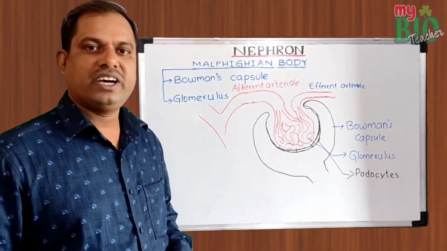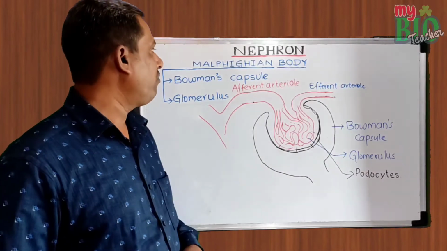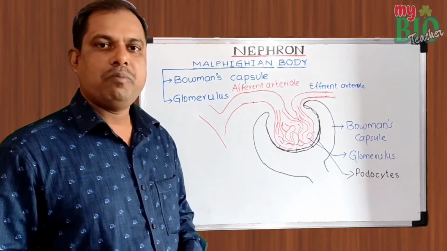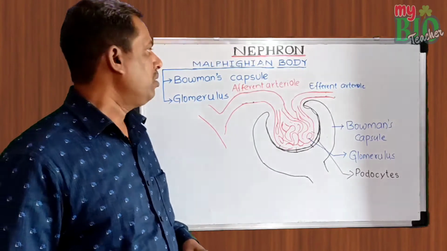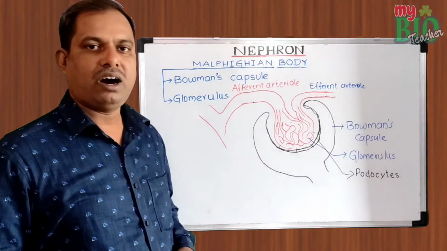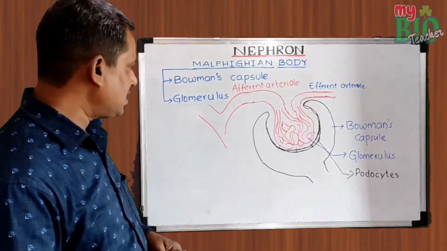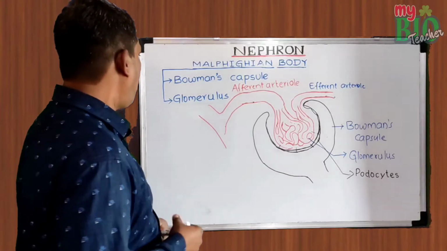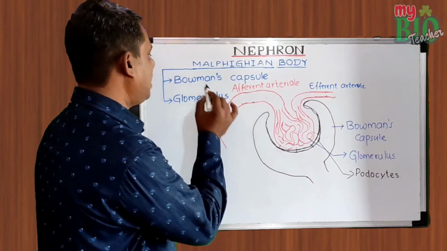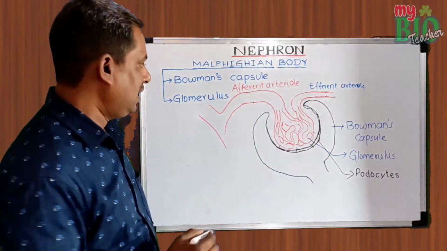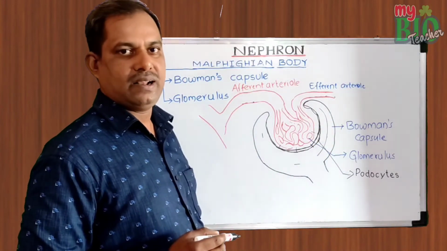The first part of the nephron is called the Malpighian body. Malpighian body is also called Malpighian capsule or renal capsule. It mainly consists of two parts, Bowman's capsule and glomerulus. This cup-shaped structure is called Bowman's capsule.